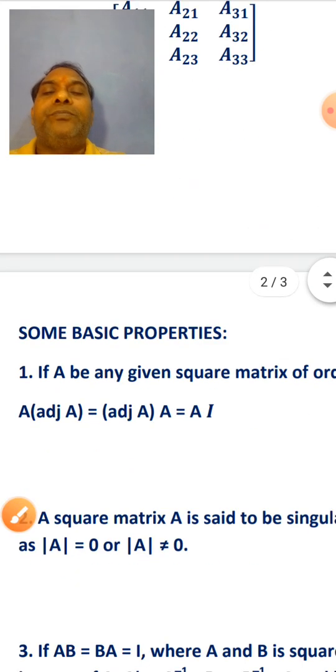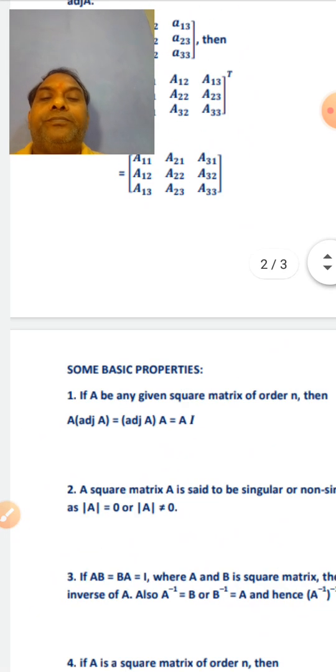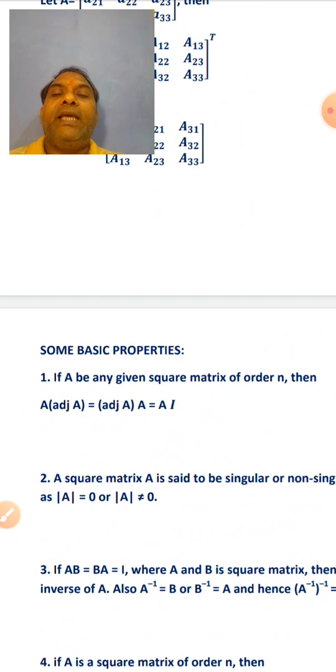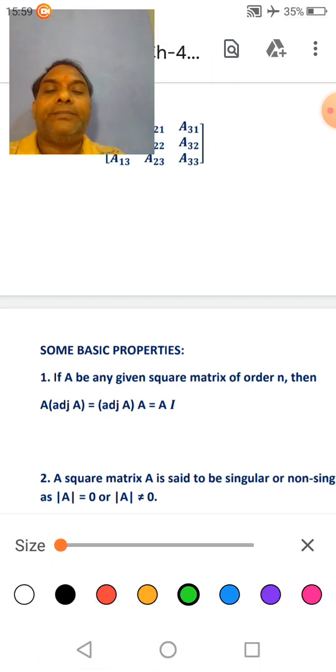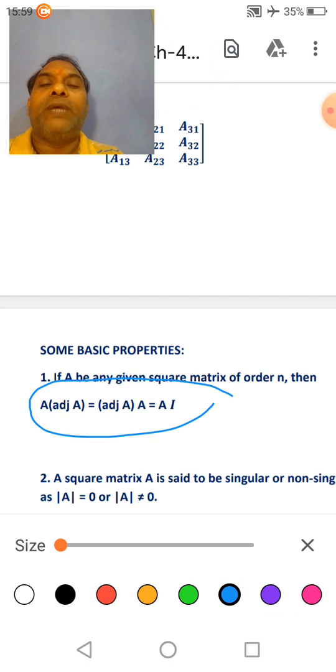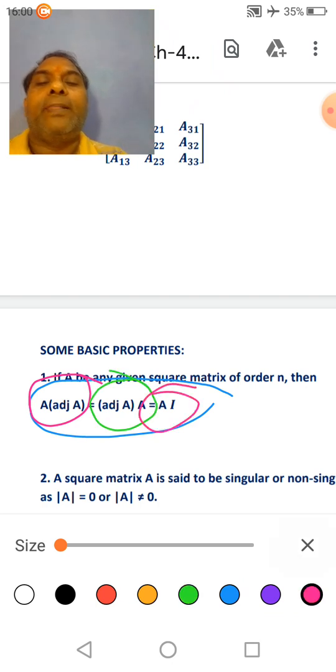Now some basic properties. If A is any given square matrix of order n, then A into adjoint of A is equal to adjoint of A into A is equal to determinant of A into I. Clear?